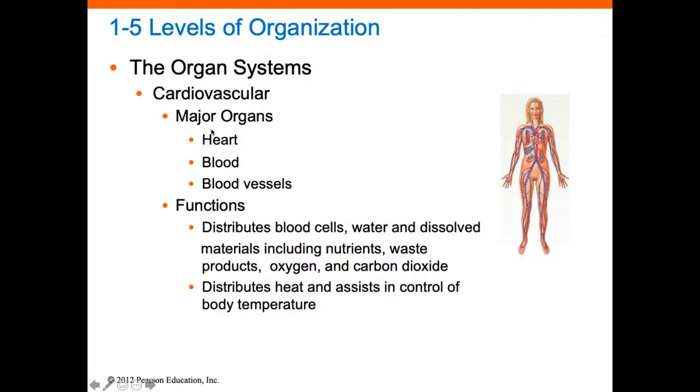We'll look at the cardiovascular system. This is something you do in A&P2. Talk about the heart, the blood, and the blood vessels. The purpose of the cardiovascular system is to distribute blood cells, water, dissolved materials, including nutrients, waste products, oxygen, carbon dioxide, and blood vessels are also used to distribute heat and assist control of body temperature.